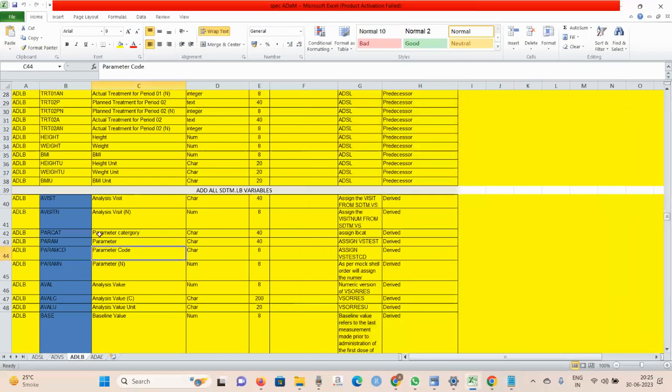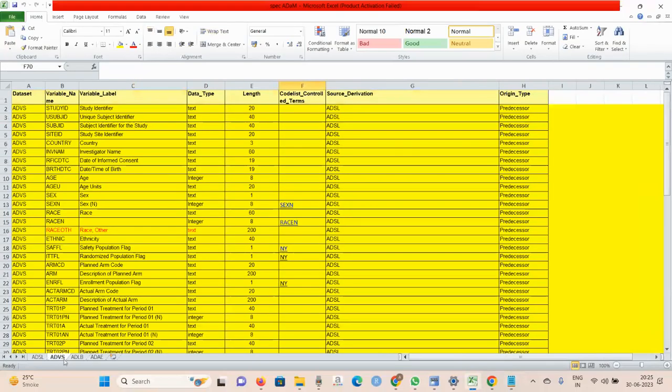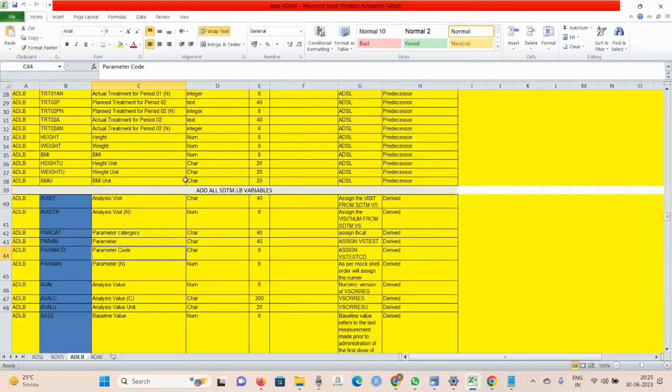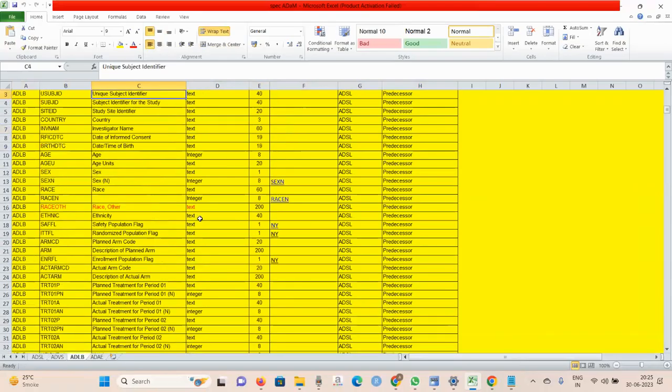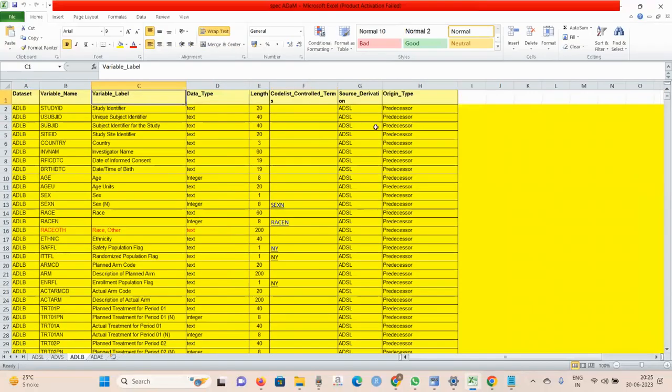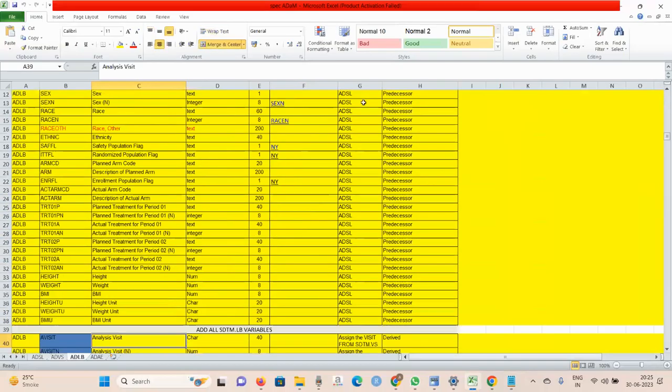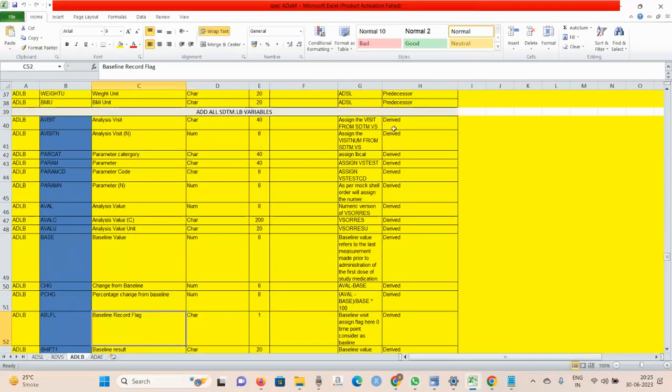So ADLB and ADVS are almost the same, because in vital signs they collected results, and here they conducted different tests. It's almost the same parameters, so there is nothing much difference. As per the SAP, the source derivations most of the time are from the ADSL, so you copy all that information, and also from the vital signs.